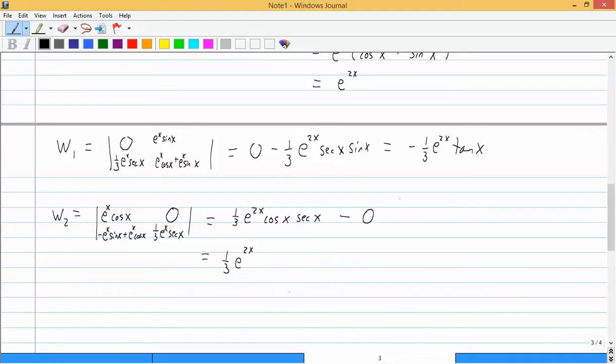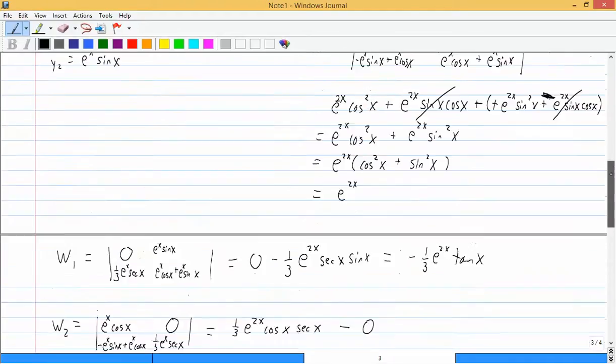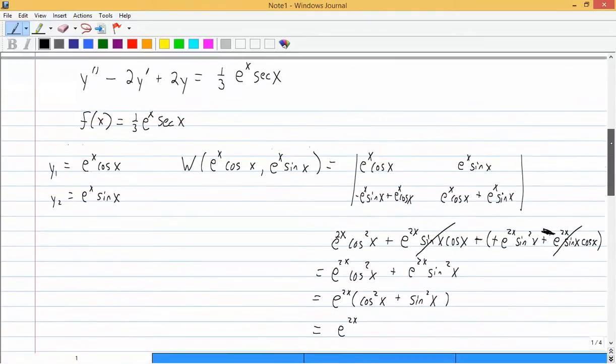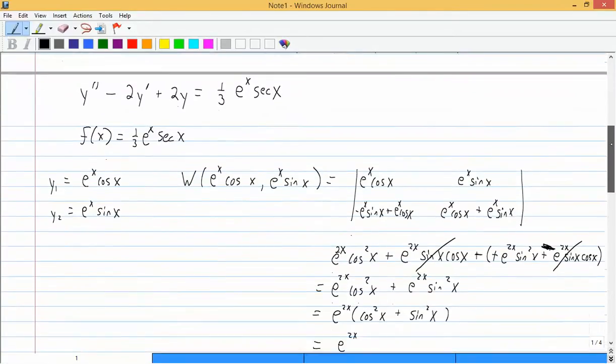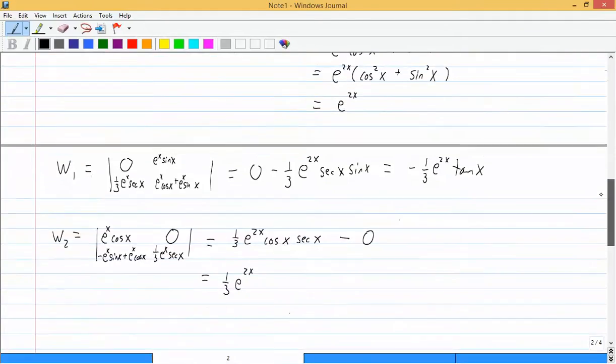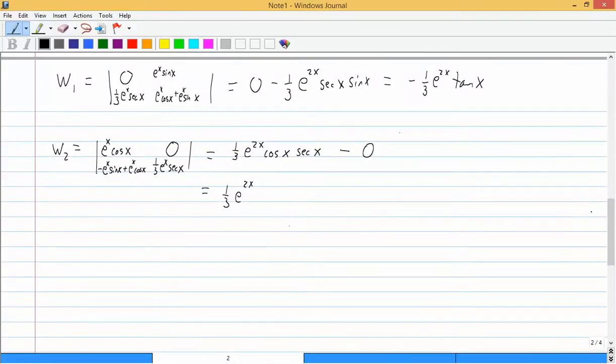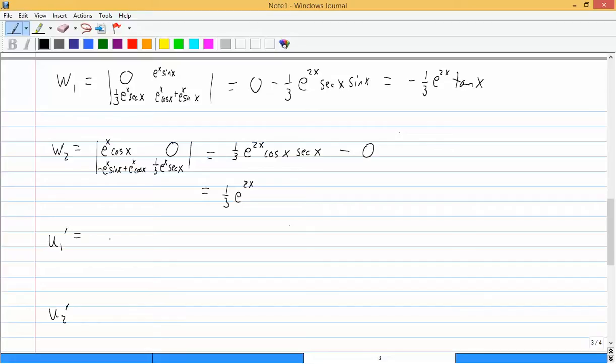Alright, so we have found our Wronskian of y sub 1 and y sub 2. We have found our w sub 1 and our w sub 2. Now we're going to figure out our u sub 1 prime and our u sub 2 prime. U sub 1 prime is equal to w sub 1 divided by the Wronskian, and u sub 2 prime is equal to w sub 2 divided by the Wronskian.